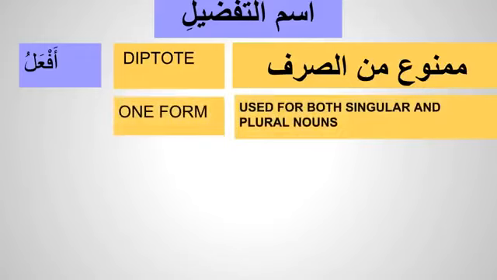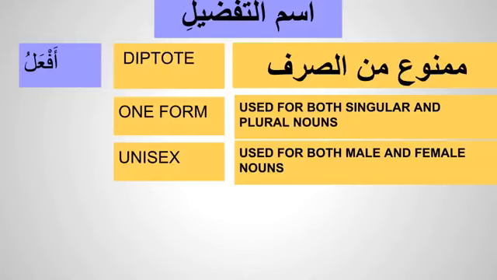The second characteristic of ism tafdeel is that it has one form. Whether the noun it is describing is singular or plural, we will use just af'alu. And the third is that it is unisex, which means it is used for both male and female nouns. It uses the same pattern af'alu. You don't have a male version and a female version, it's just af'alu. So these are the main characteristics of ism tafdeel. It's a diptote, it's used for both singular and plural nouns, and for both male and female nouns.